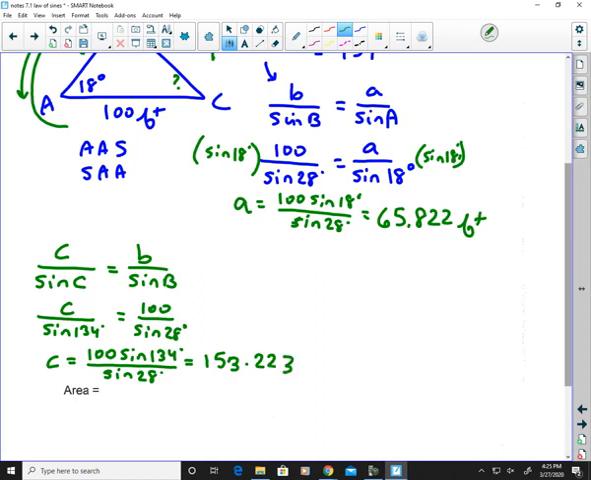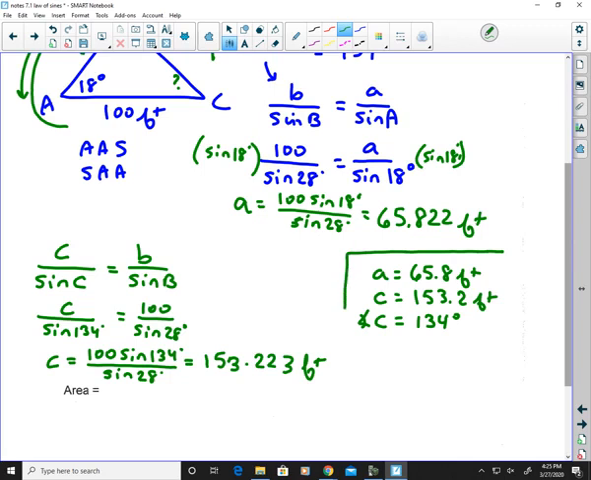153.223 feet. So really side A, I'm going to call it 65.8. I'm going to call side C 153.2. I found the angle C, which was the unknown angle of 134 degrees, and that means I have now solved my triangle because the other information was there.